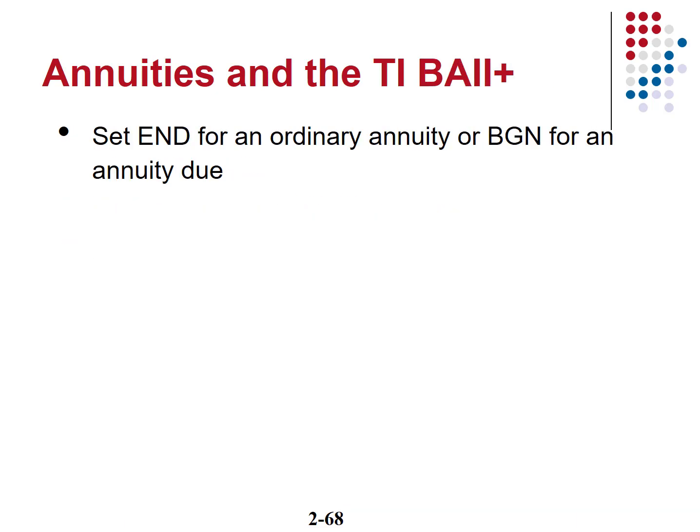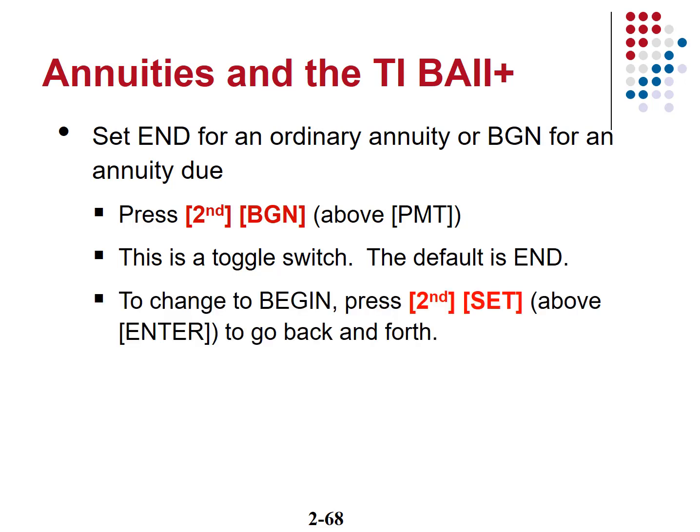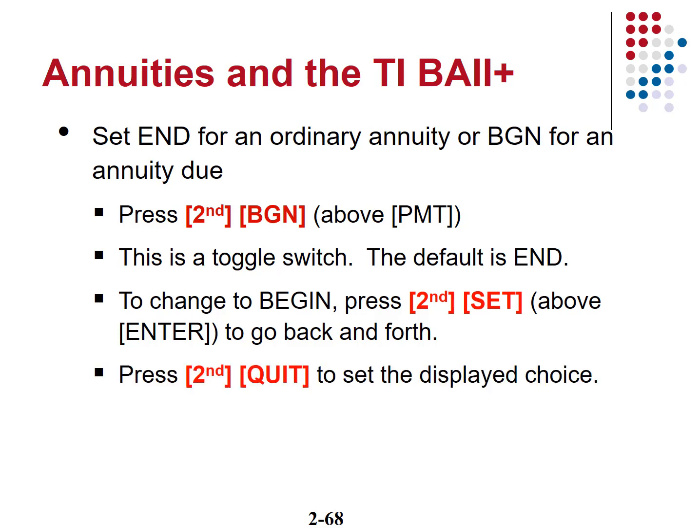Look at your calculator display. The upper right-hand corner is blank. Your calculator is set to the default, end. To change to begin, press second BGN. It's above the payment key. Begin and end is a toggle. To change to begin, press second and set, and you'll see BGN appear in the upper right-hand corner. Press second and set again, BGN disappears and you're back to end. When you've displayed your choice, press second and quit.